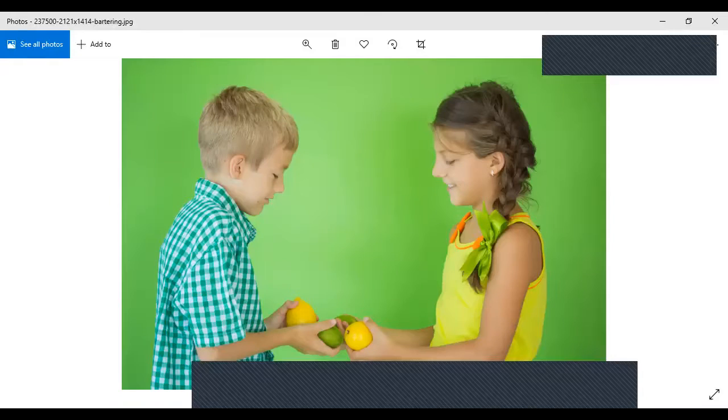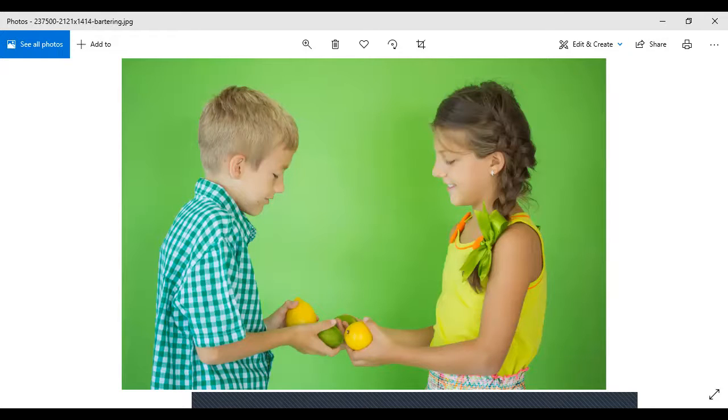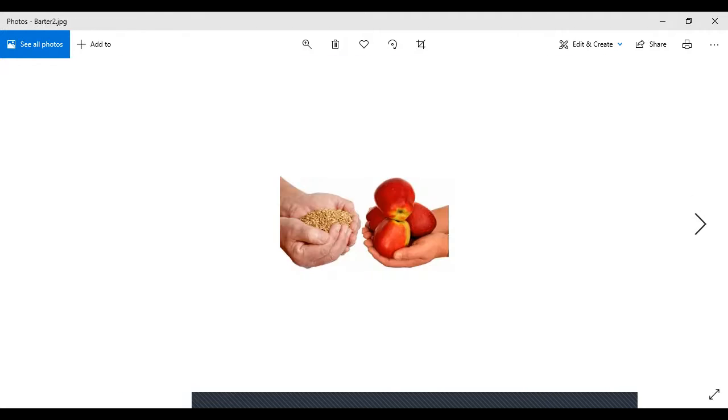Is it? Okay, now see, there are two kids. One of them has green mangoes and the other one has yellow ones, right? And they are exchanging them. The girl is giving her yellow one and the boy is giving her green one, right? So this is how they will exchange things, and this is known as barter system. Got it? Let's look at the next one.